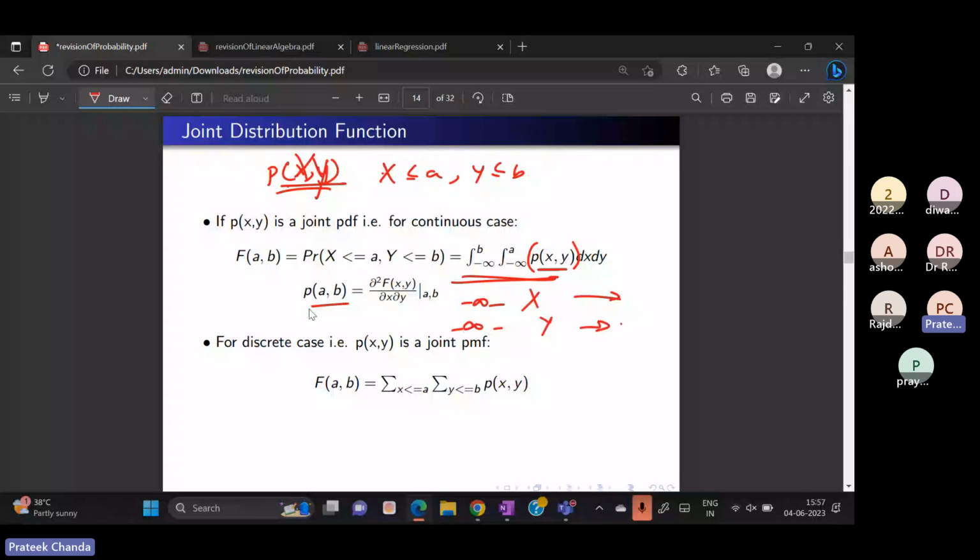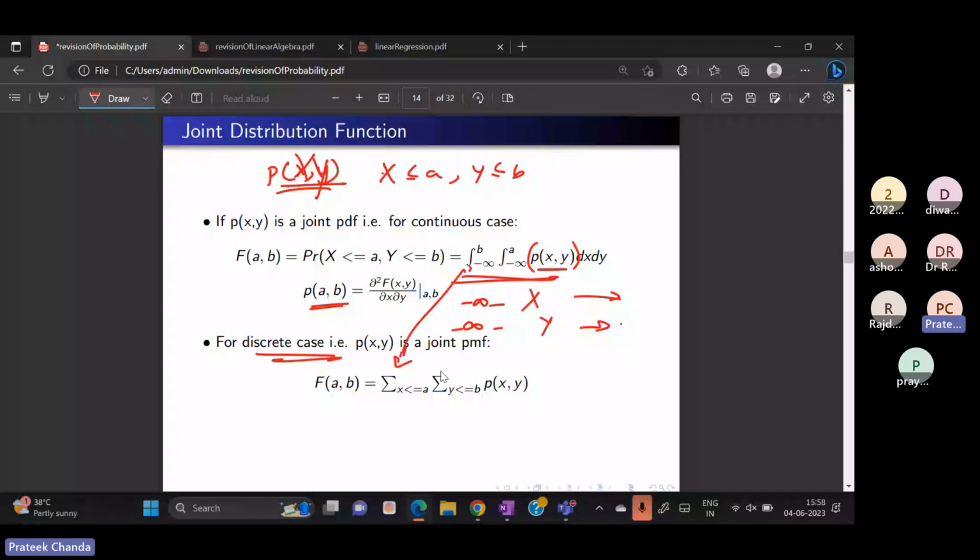And in the case of a discrete notion, it's also similar. The analogous version of the integrals is the summation operator, and I sum it up for all x and y values up till a and b respectively.